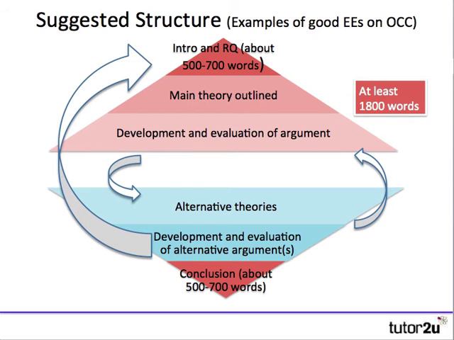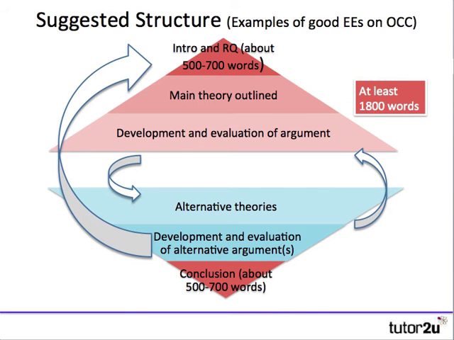Then the main theory, their main argument, what they believe to be the case, perhaps the line that follows, to what extent. That should take at least, I'd say at least 1700, 1800 words. It needs to be outlined, the argument needs to be developed, and the argument needs to be evaluated. And of course, as soon as they start evaluating the argument, that leads them into alternative theories, because they use alternative theories to evaluate their argument.